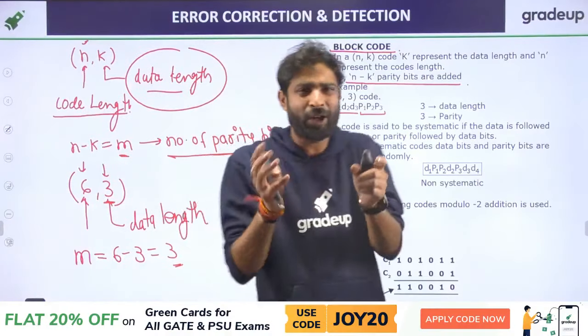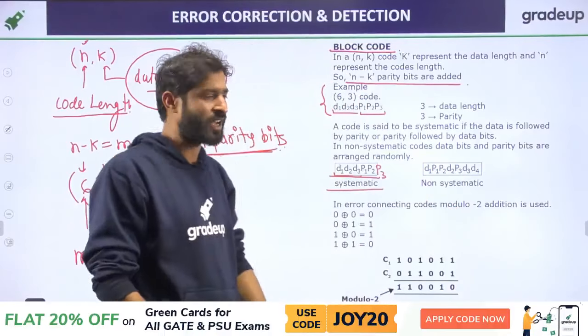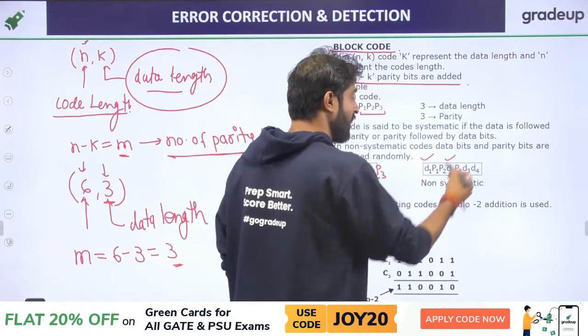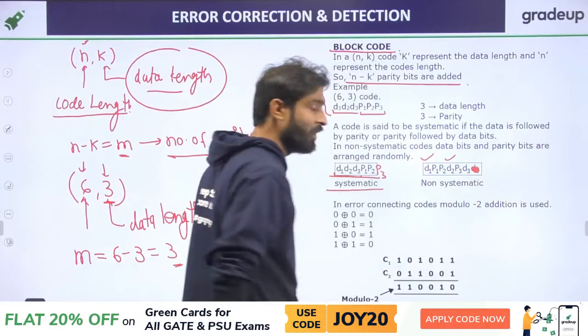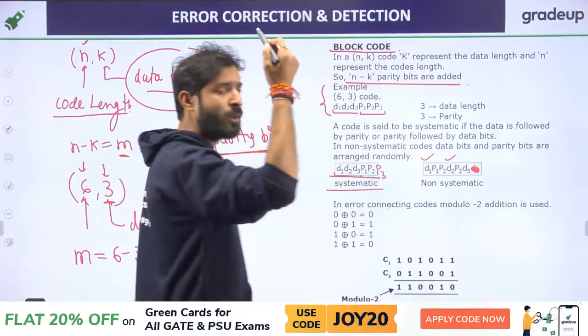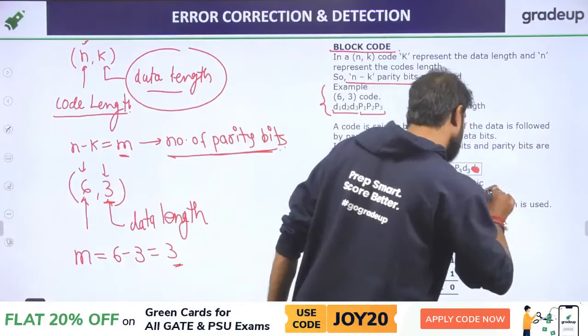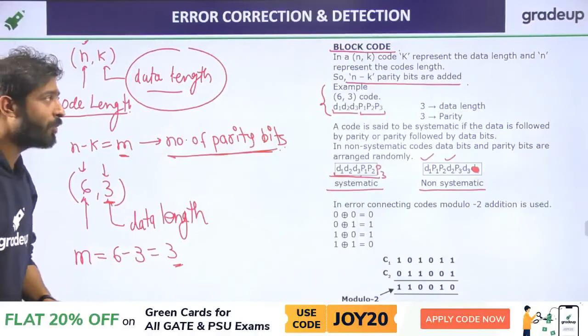And if we mix the data and parity, first I am writing data, after that 2 parity, then data, then parity, and then there will be data. Then there will be a mix of the parity bits and the data bits. That's why it is called what? It is called non-systematic code. Right?